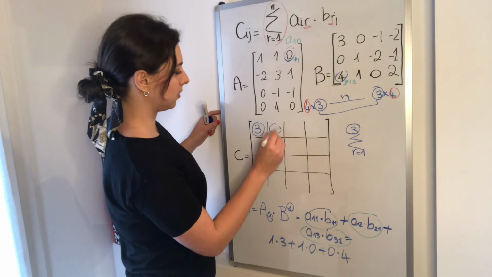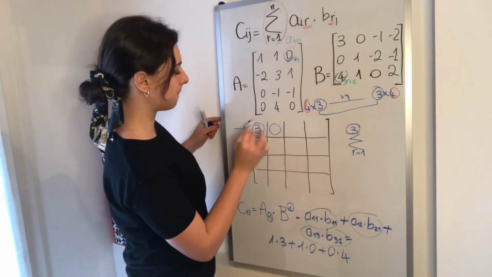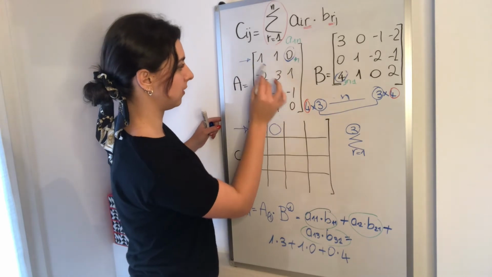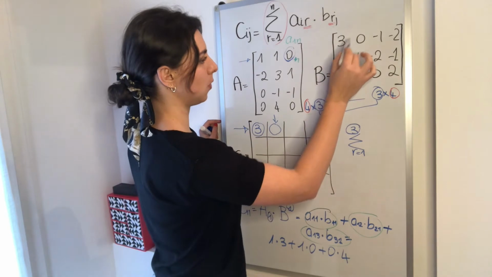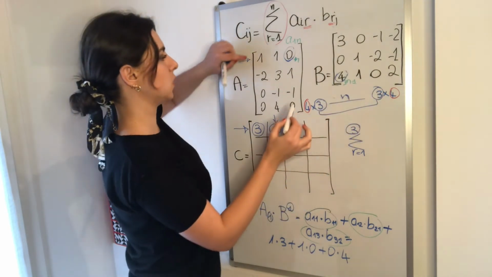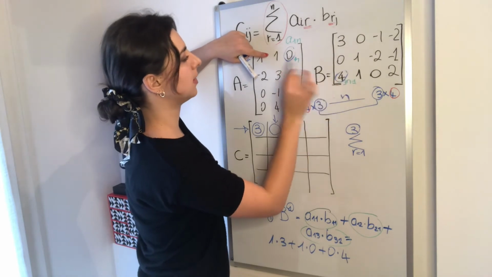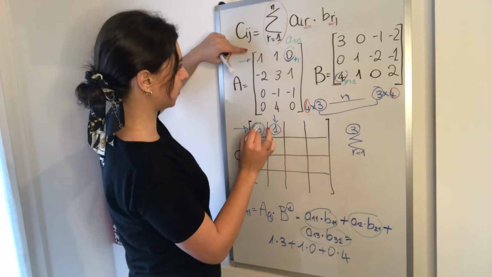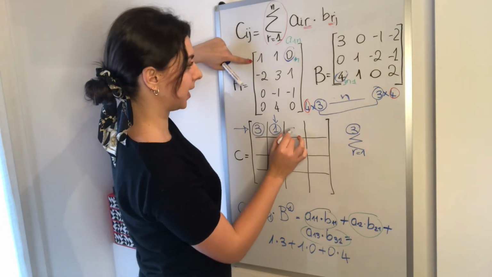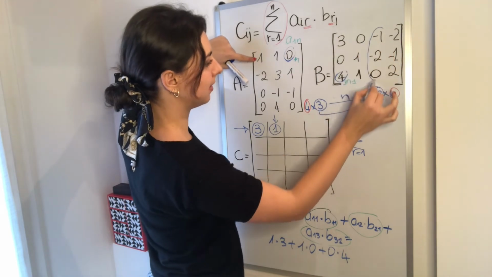If we want to find this one, we are in the first row, so we will use the first row, but second column. So we will have 1 by 0, 0, 1 by 1, 1. So this is 1. Then first row, so always here, that third column, this one by this one.